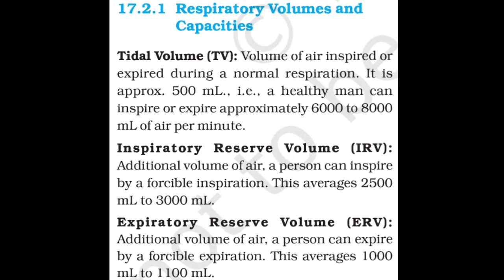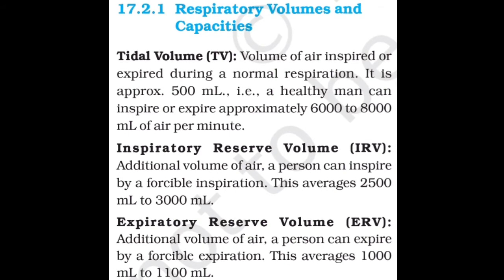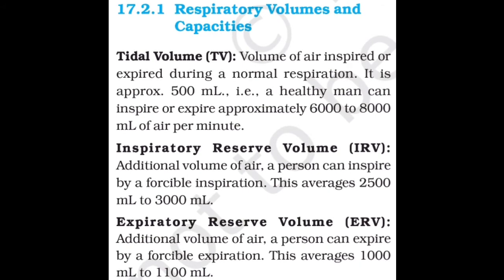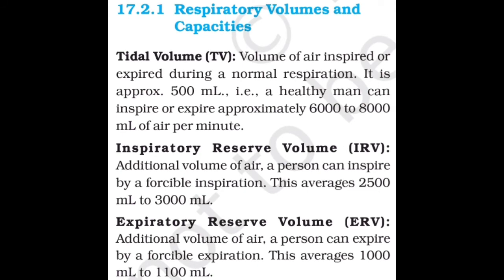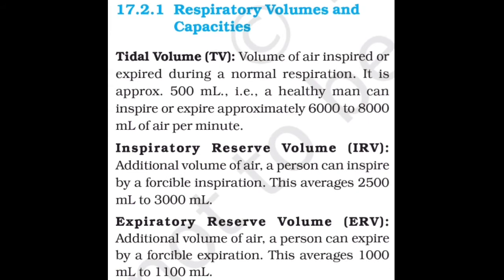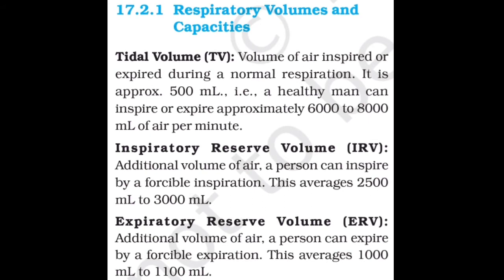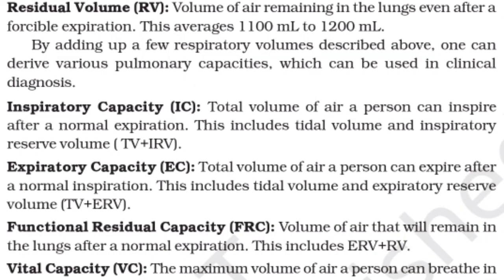Inspiratory reserve volume (IRV), additional volume of air a person can inspire by a forcible inspiration. This averages 2500 ml to 3000 ml. Expiratory reserve volume (ERV), additional volume of air a person can expire by a forcible expiration. This averages 1000 ml to 1100 ml. Residual volume (RV), volume of air remaining in the lungs even after a forcible expiration. This averages 1100 ml to 1200 ml.